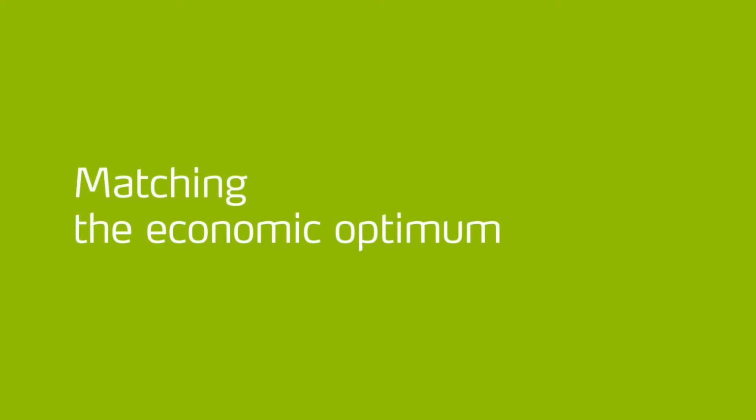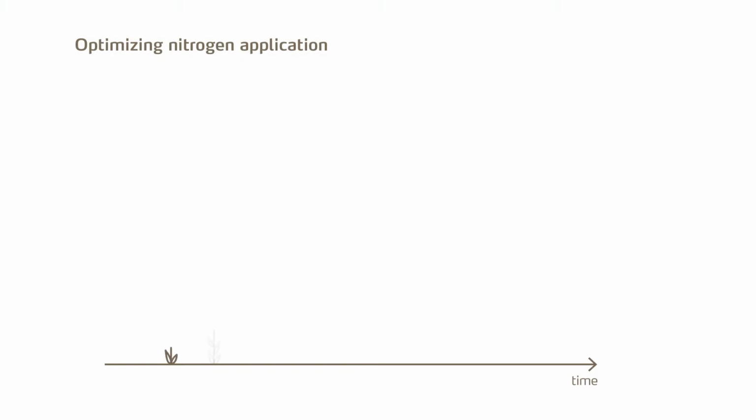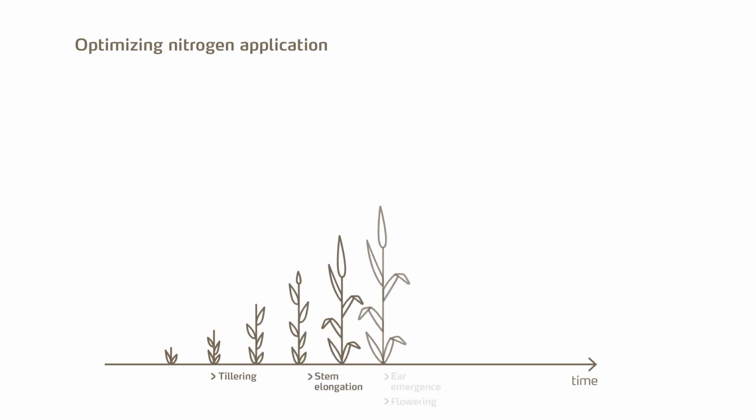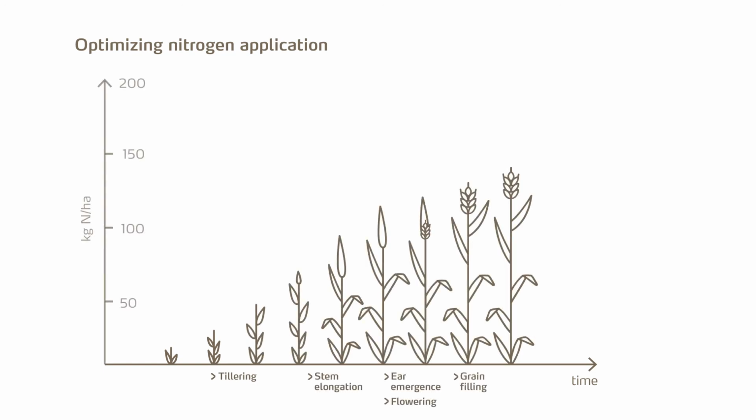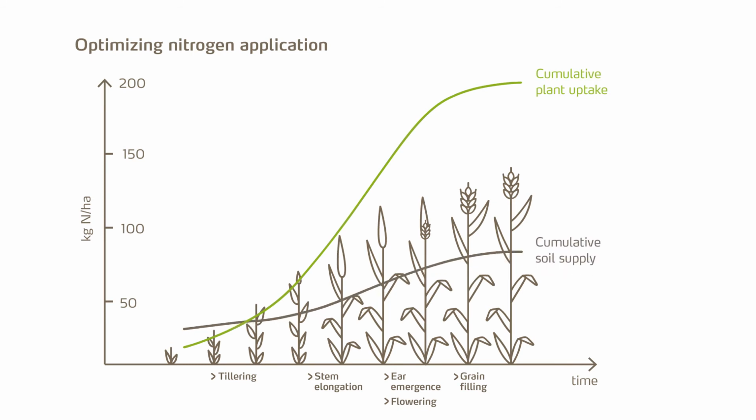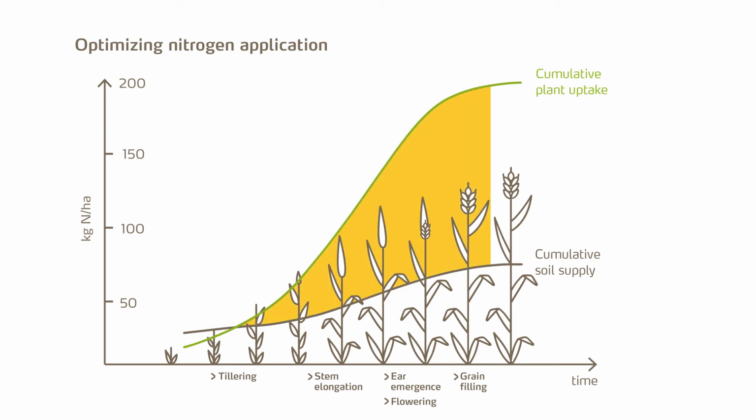Response curves help to validate and calibrate precision farming tools so that the economic optimum can be reached under all circumstances. Crop nitrogen demand depends on the yield objective and is determined by weather conditions and crop health. Soil nitrogen supply depends on weather conditions, organic fertilizer application, and soil conditions. Fertilization needs to fill the gap between soil nitrogen supply and plant needs.